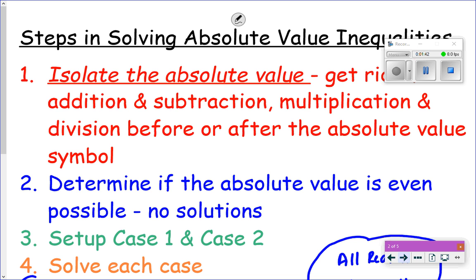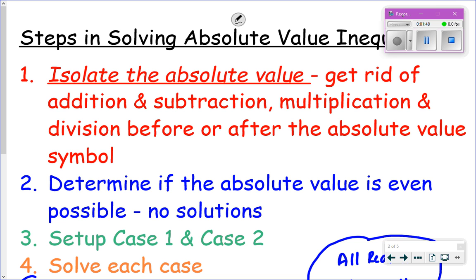Okay, so steps for solving absolute value inequalities. You're going to want to write these down, so you're going to have to pause this slide a little bit so that you can catch up. So first thing, you need to isolate the absolute value bars. Just like we did with the equations, if there's anything outside of the bars on the same side of the inequality, it needs to be moved over.